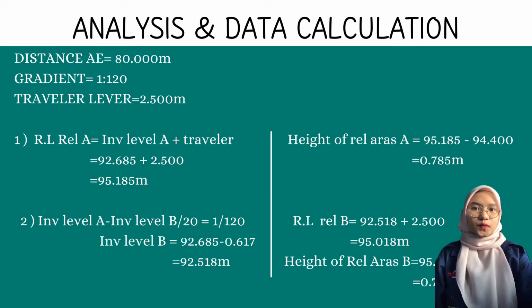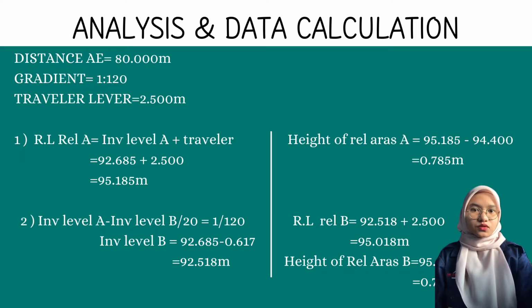Next, I would like to present about analysis and data calculation. With the values given, we can know the distance from A to E is 80 meter. Gradient is 1:120. Traveller level is 2.5 meter, and invert level A is 92.685 meter.